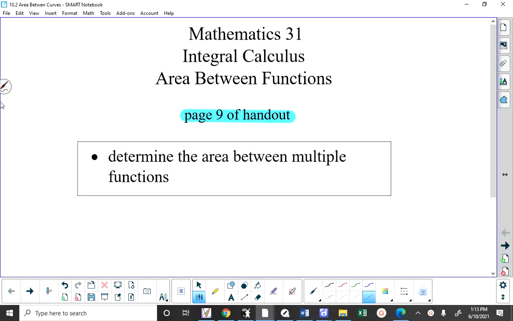All right, everybody, so this is on page 9 of your unit handout. What you're going to be looking at in this lesson, we've only got 2 examples, but one of them is quite involved, is how to determine the area between multiple functions. And this can range from things that are really quite simple, like example number 1, to something more complicated, like example number 2, to something even more complicated.